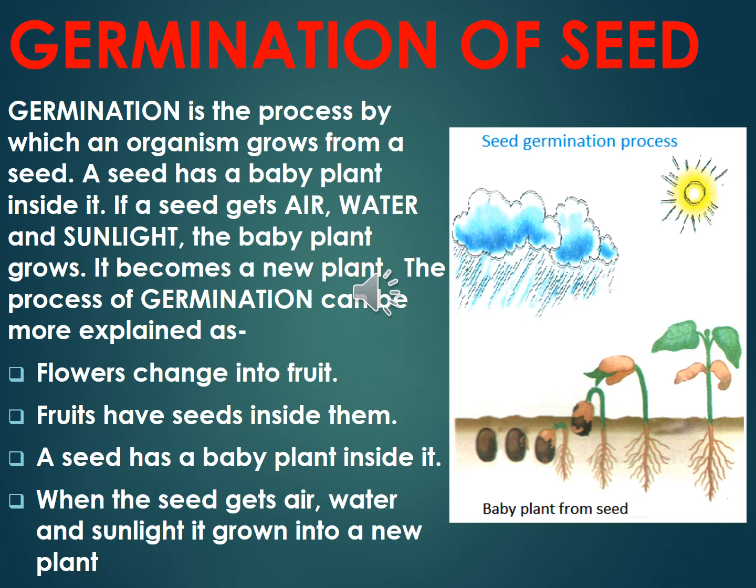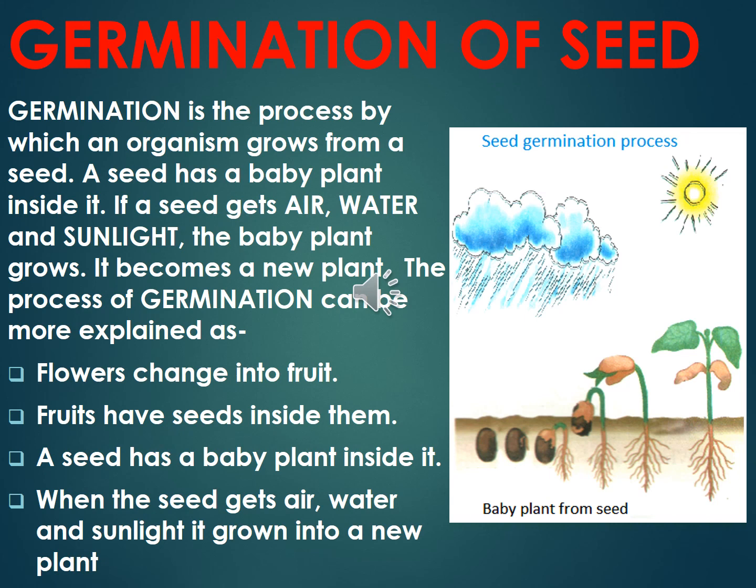So children, what we have studied today is that plants are living organisms, right? There are various parts of a plant which perform their functions. Plants make their own food. Leaves are considered as food factories for the plants, and the process by which an organism grows from a seed is known as germination of seed. So these are the important points of today's session.